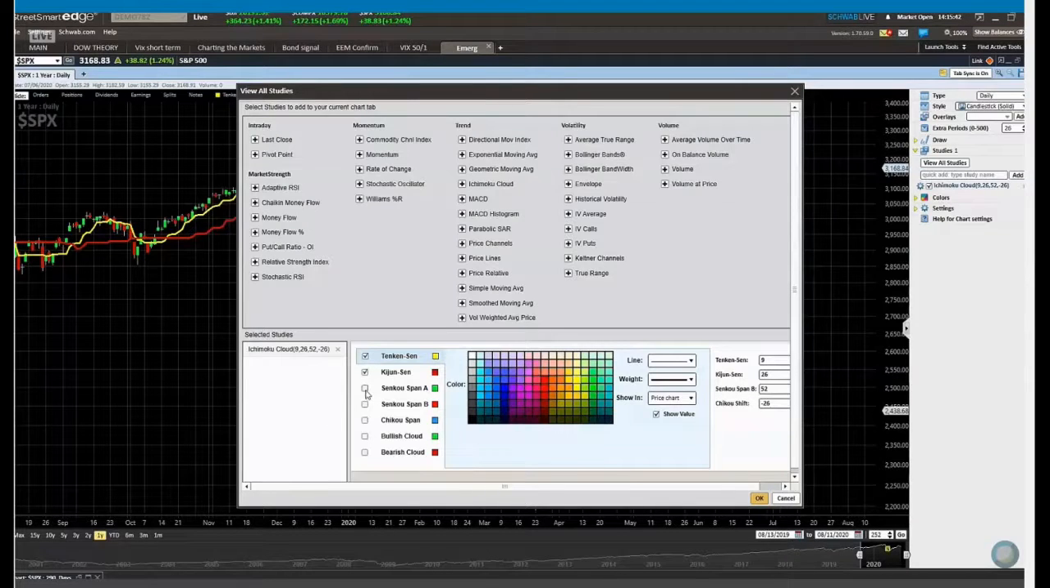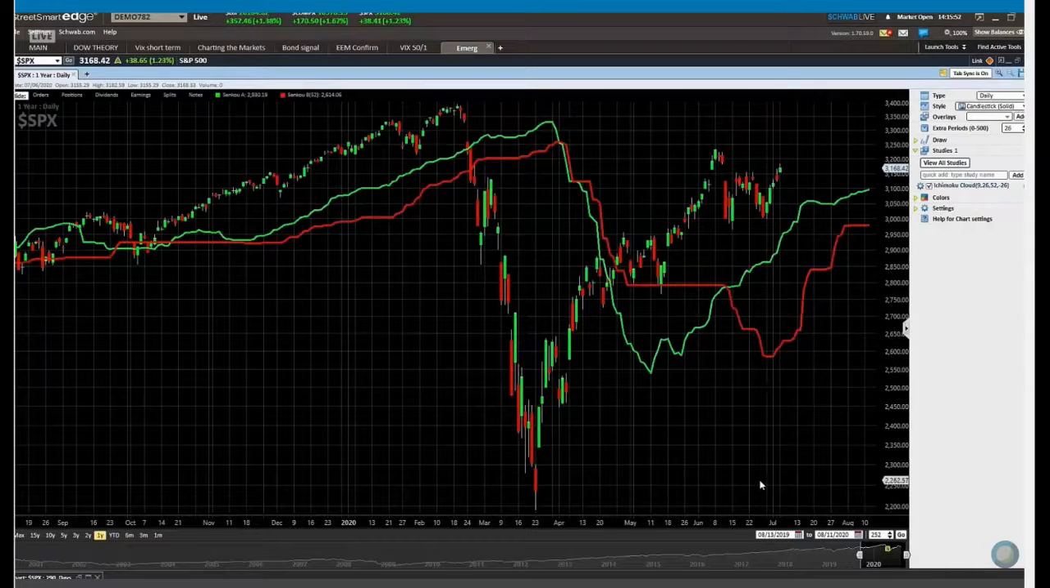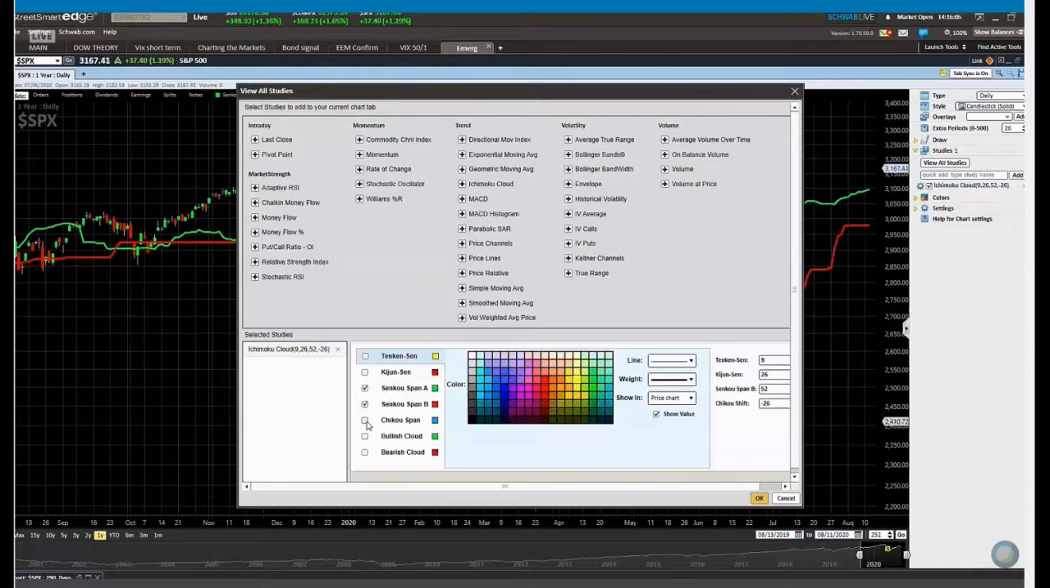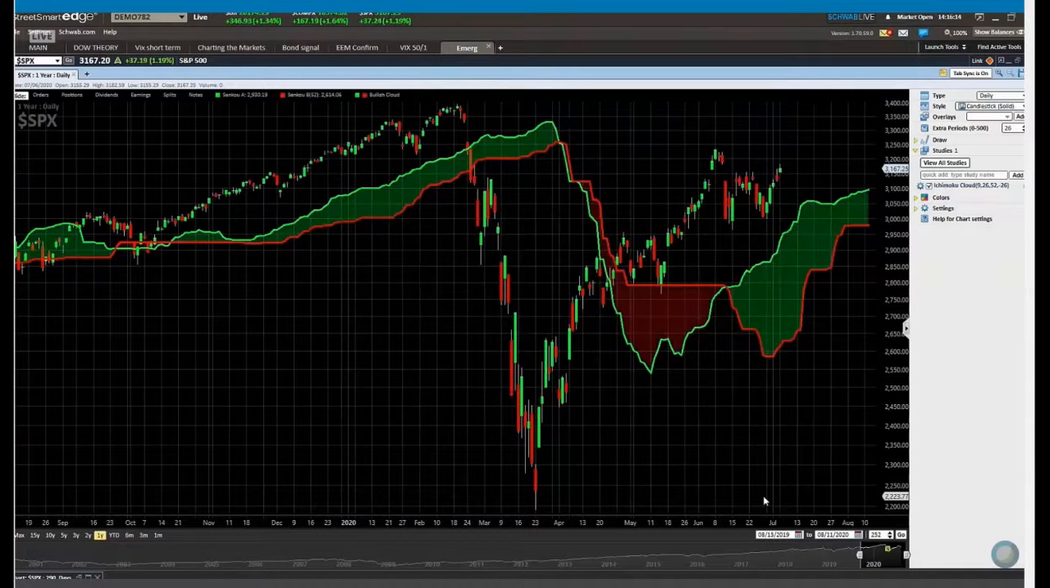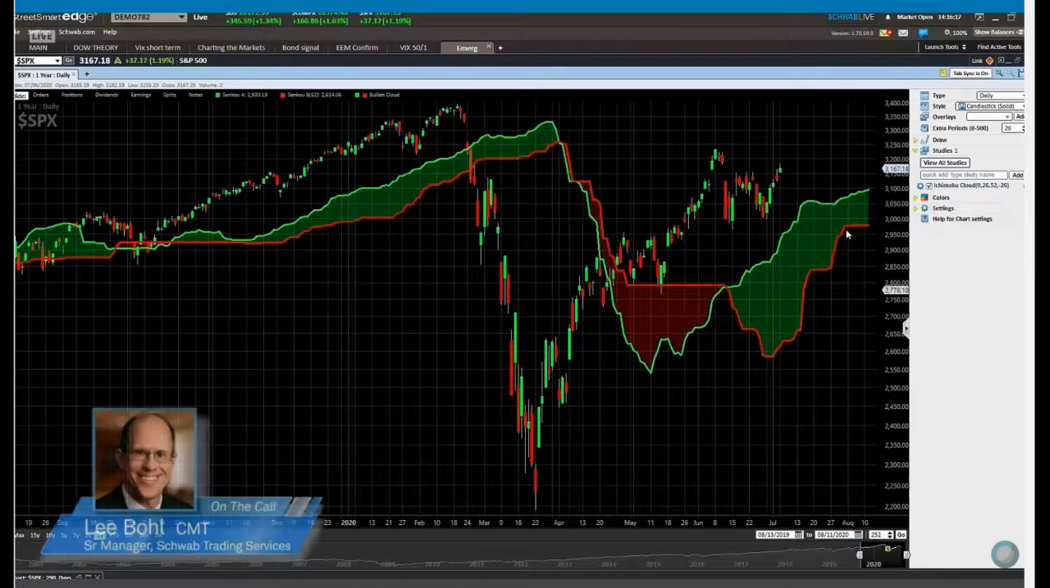All right. So Senko A and Senko B are now on there. We could take off these if we wanted and just look at those. And there they are. Okay. So the difference between them will be the cloud. So if we go back here and we say we want to see the cloud, which will be the difference between those lines, there's the cloud. Okay. So right now the cloud is green. That's bullish. Okay.